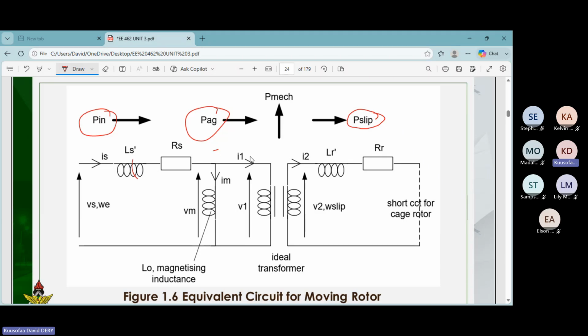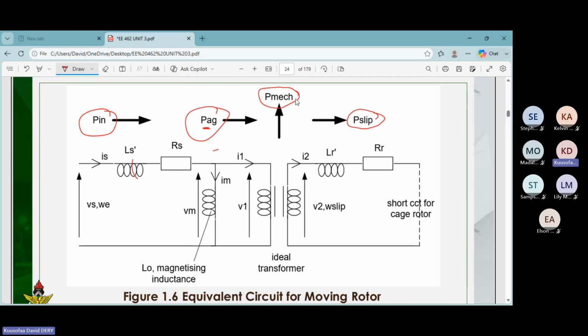The copper loss on the rotor side. Then when you subtract the losses in the rotor from the power that was transferred from the stator side to the rotor side, that gives us P mechanical, which is the mechanical power that we have, right? So when you want to know the total output, you now subtract the mechanical losses from this P mechanical to get the actual output. So this is the active power flow in the induction motor.